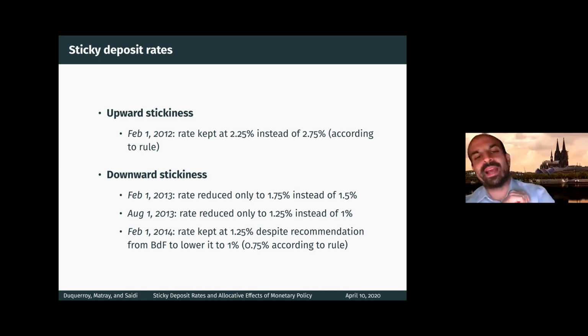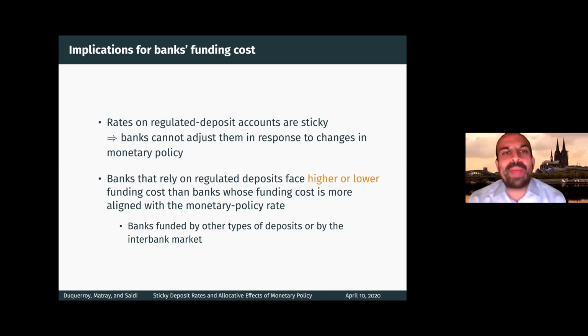This also means that right now in the euro area, where we have negative rates, this is roughly the rate you can get on your Livret A account. Quite a nice yield right there. Okay. So what are the implications for banks' funding costs?